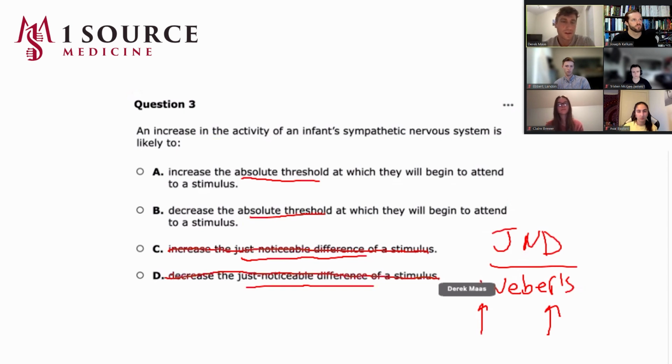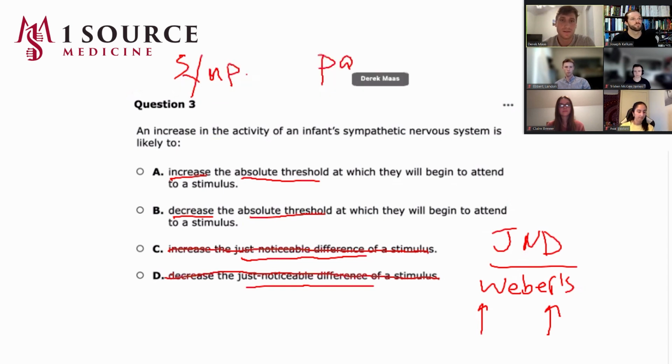That second question is whether the sympathetic nervous system will increase or decrease the absolute threshold at which I'll begin to attend to a stimulus. So essentially, what does that mean? What does it mean attending to a stimulus? For me, that just means being able to perceive that stimulus. And the sympathetic nervous system, as many of you may know, is in comparison with the parasympathetic nervous system. So first of all, what do I know about these two?